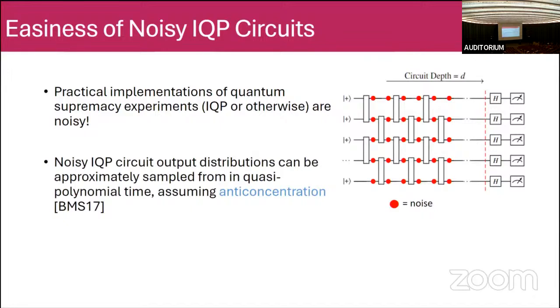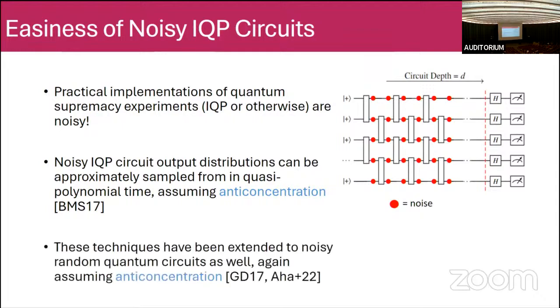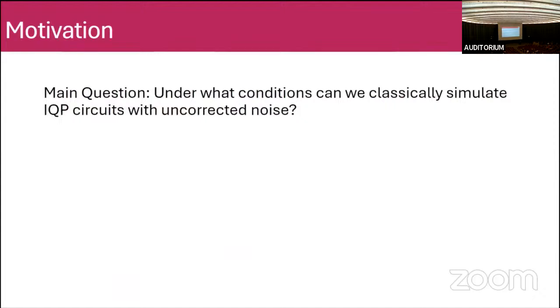So what's been shown already is that for a particular class of IQP circuits with an anti-concentrated output distribution, these circuits become easy to classically sample from when there's noise. And these results were extended later on to noisy random quantum circuits. And again, you have to assume this anti-concentration property. So the main question that I'm going to try to answer here is, under what conditions can we classically simulate IQP circuits with uncorrected noise? That result shows that the anti-concentrated circuits are not robust to noise and admit classical simulation.